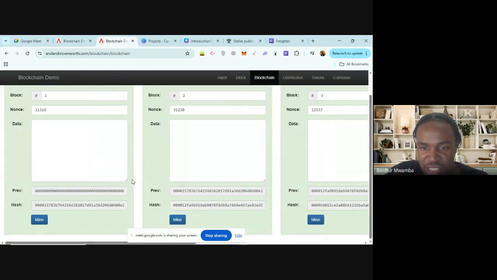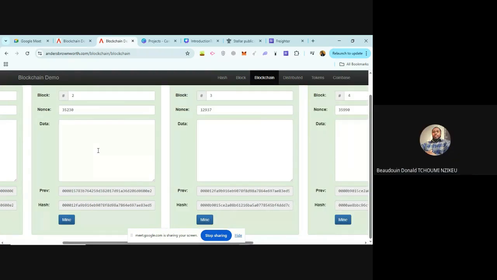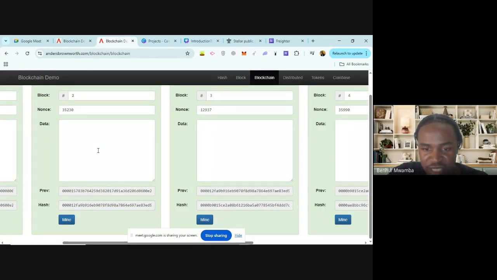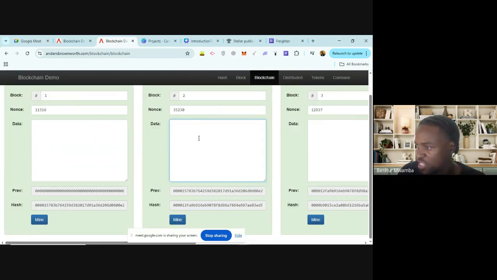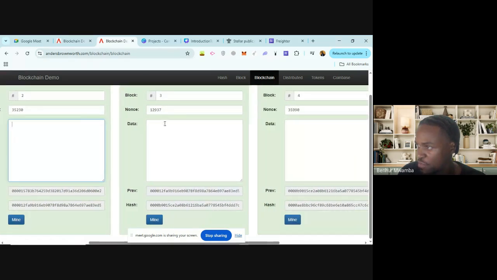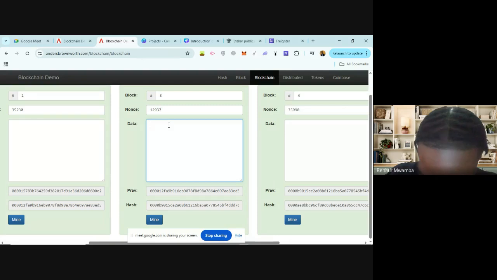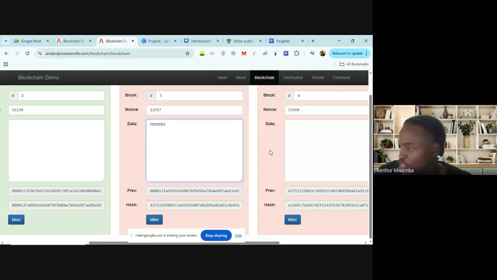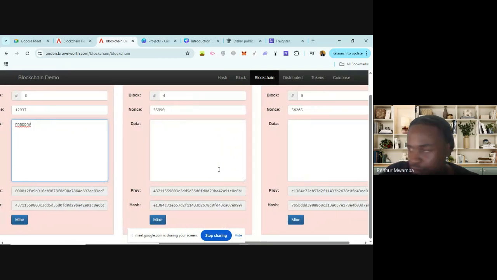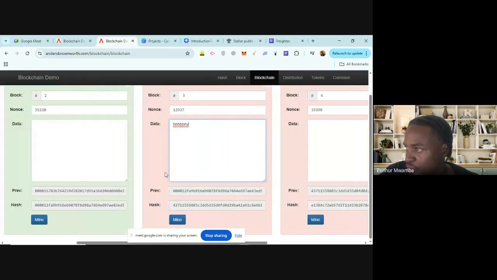To ensure that no chain is changed, no block is changed, because once you change something, what do you think will happen if I go to block 3 and type in data? What's going to happen? We're going to print money, bro. If I type some stuff here, you see the whole chain is broken. The whole chain is broken.